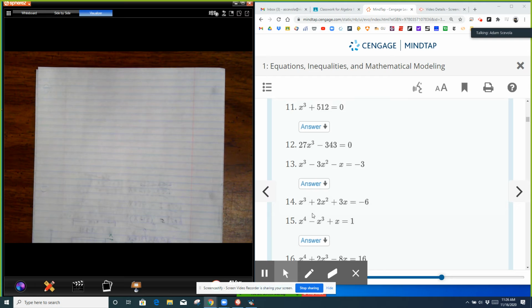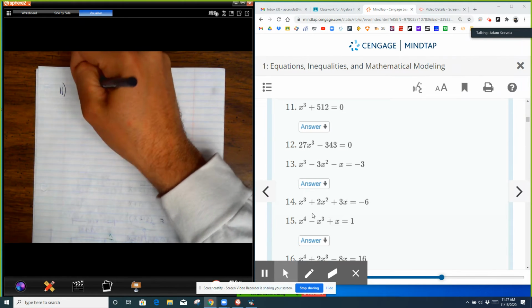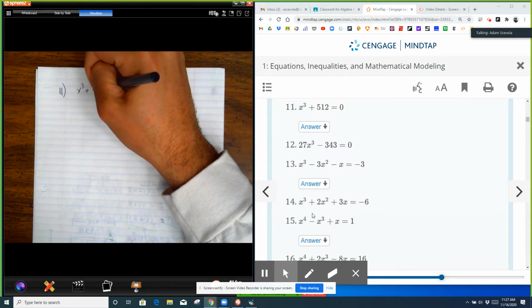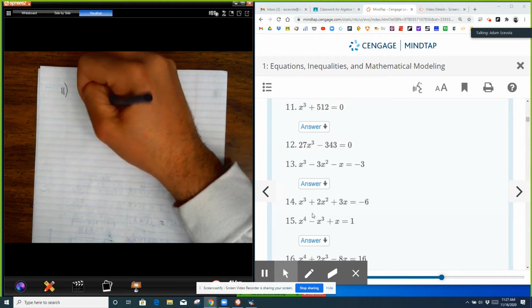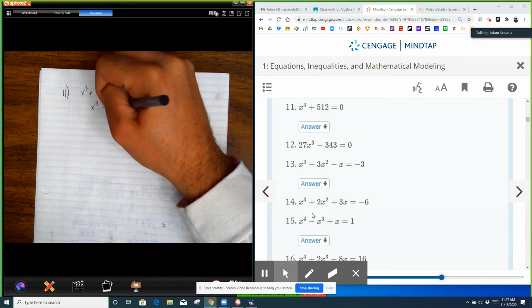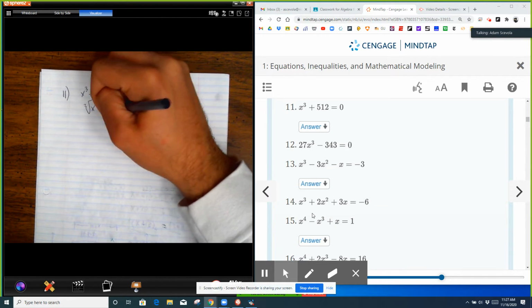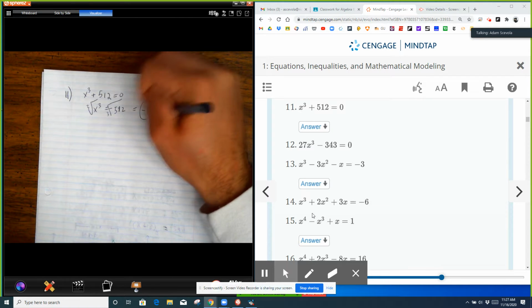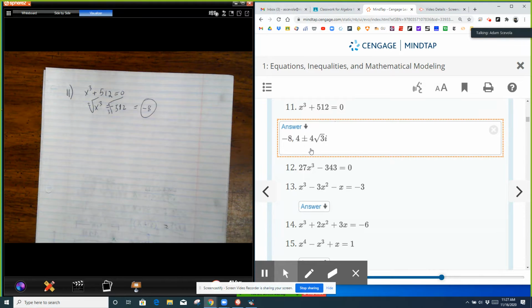Alright, for number 11 here, we have a polynomial equation, x cubed plus 512 equals 0. When we solve a polynomial equation, we want to factor it. We don't want to subtract 512 and take the cube root, because then we're just going to get one answer, -8. That is one of the answers, but there are two other answers, and they come from factoring and doing the quadratic formula.